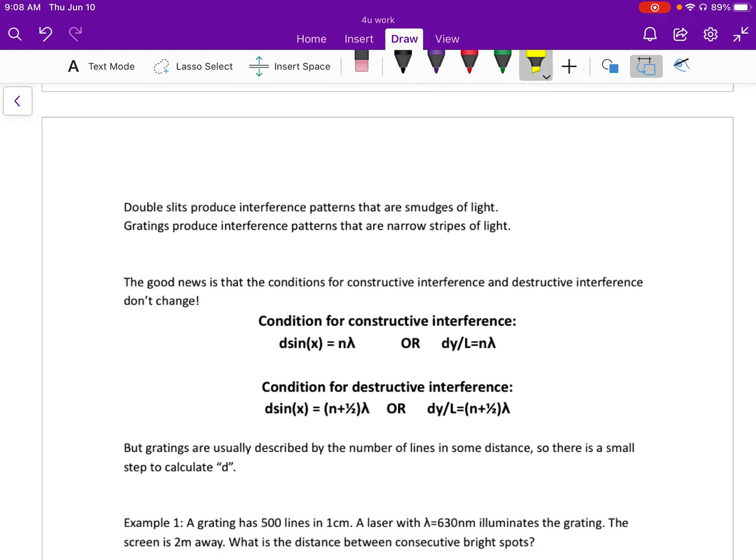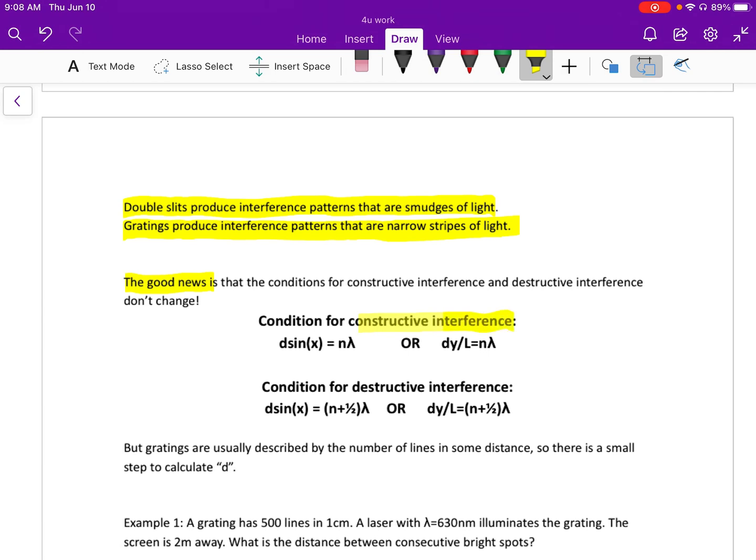So what I'm going to say moving forward is double slits produce these evenly spaced smudges of light. Gratings produce evenly spaced but narrow stripes of light. The very good news is we don't have to do another proof. It works out that the conditions are exactly the same as they were for the double slit.